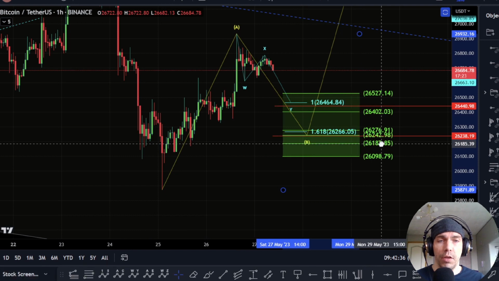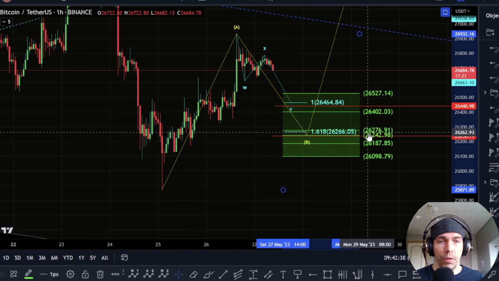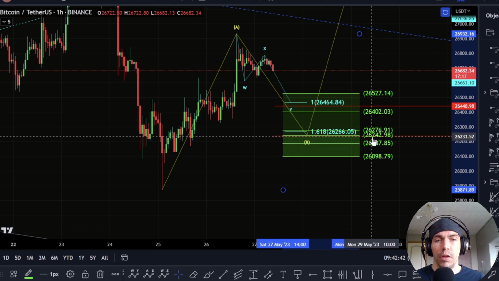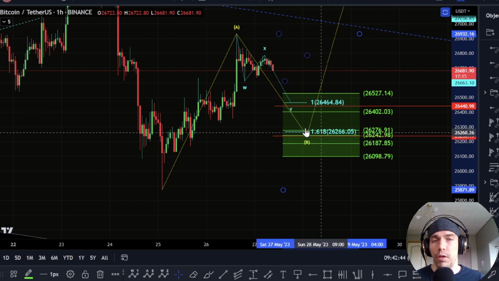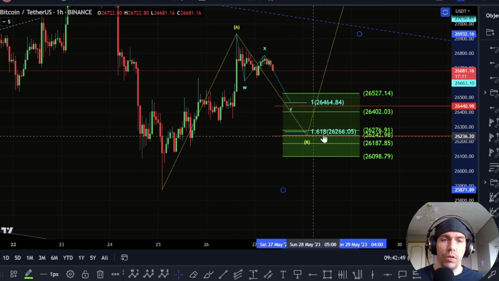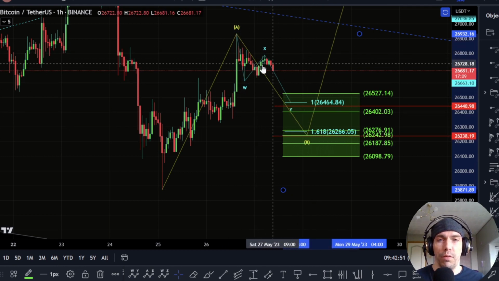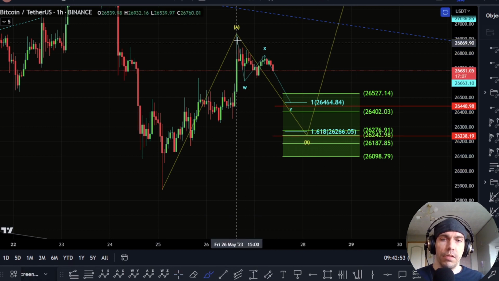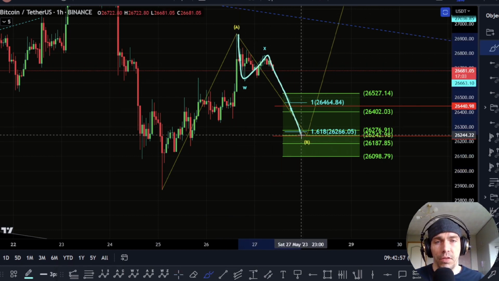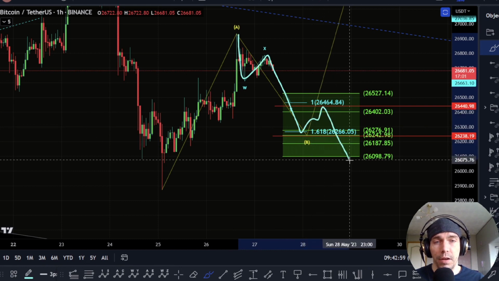So that 618 would actually be here towards this zone of this 26,276 region to this 26,242 area. So this would be right in that golden pocket. So that would also bring us down to a 1.618 of the W wave. Now, the thing we'd have to be careful of here is if we do push down to this 1.618, we'd have to be on the lookout for the potential of a three-wave move to the upside and further rejection.